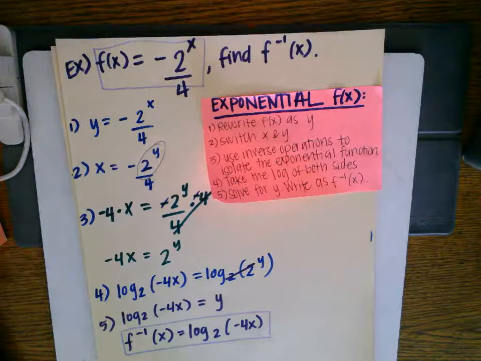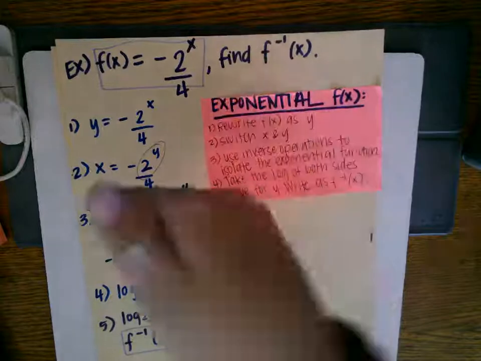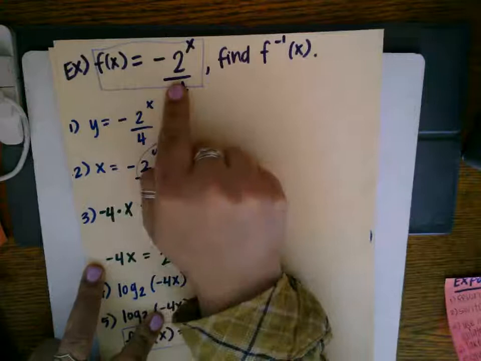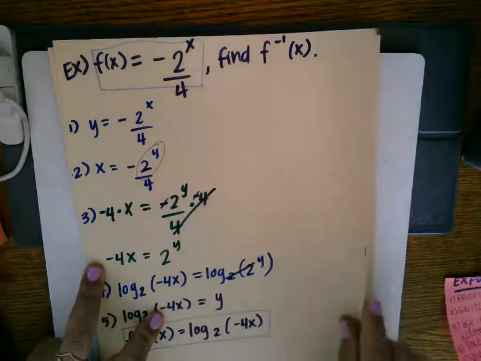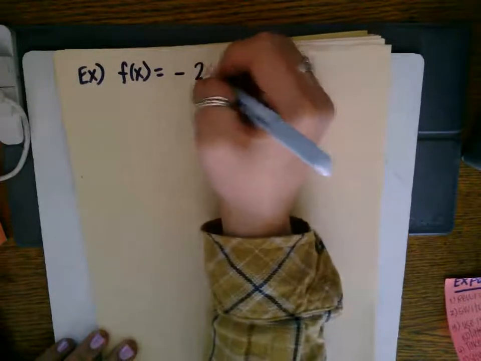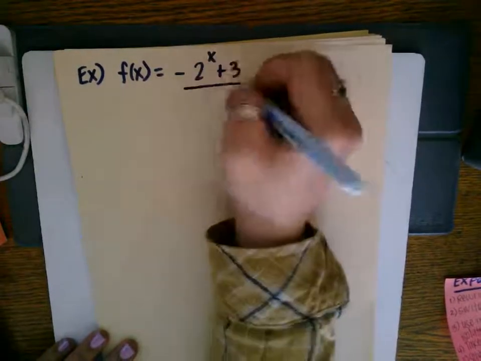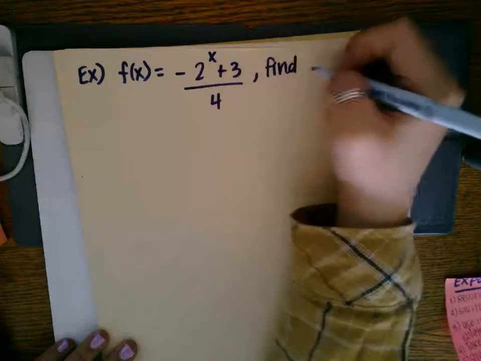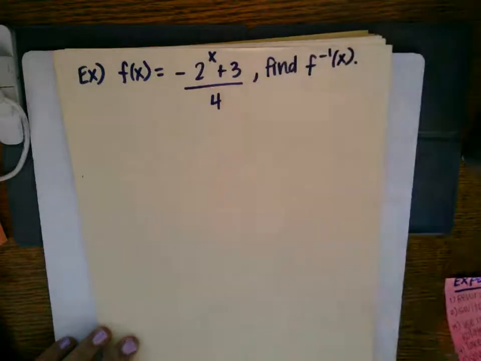Now, lastly, we're going to do one final example of solving for inverses with an exponential function. And again, kind of like we've been doing with each problem, we're going to amp up the difficulty just a tad. So we had f of x equals negative 2 to the x divided by 4. In this third and final example, we are going to have our function f of x is equal to negative 2 to the x plus 3 over 4, and our goal is to find f inverse of x again.